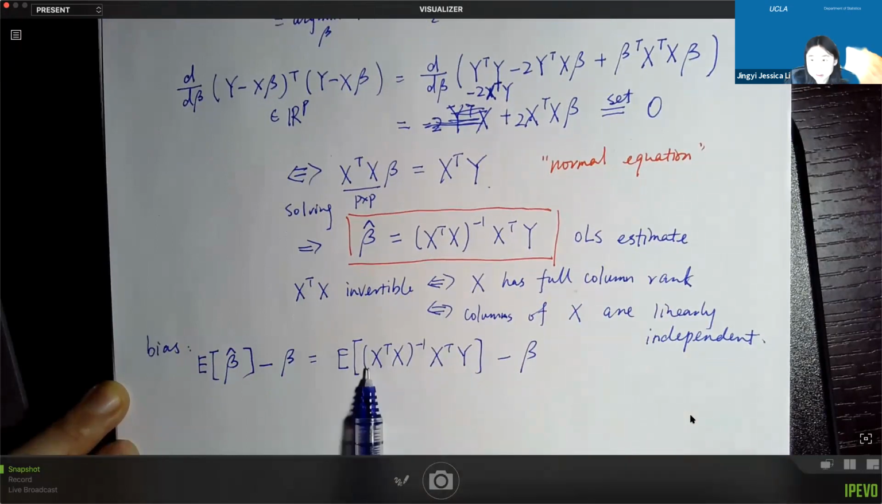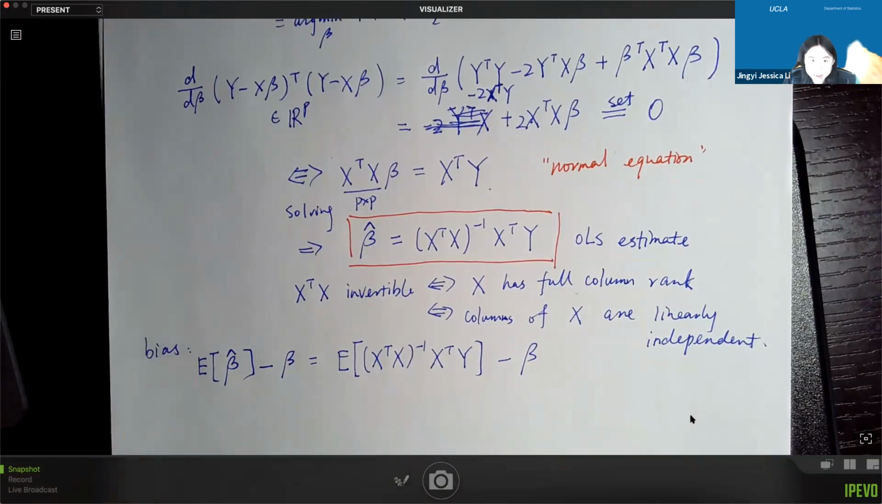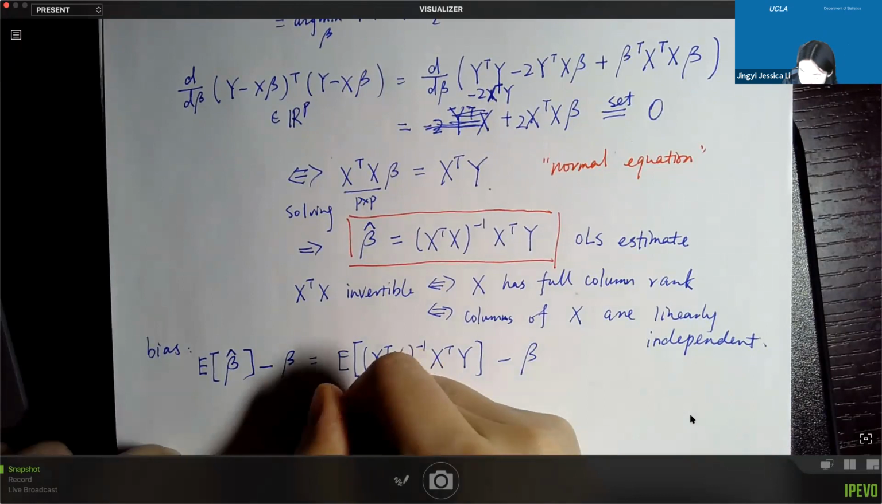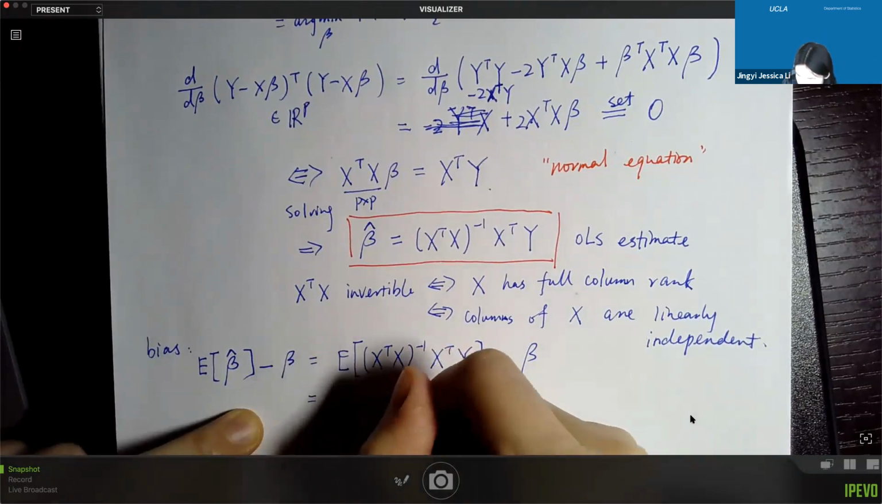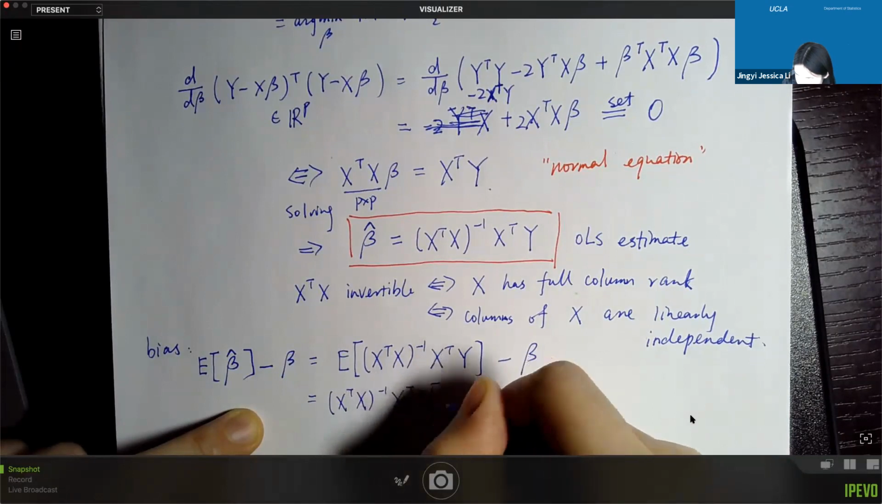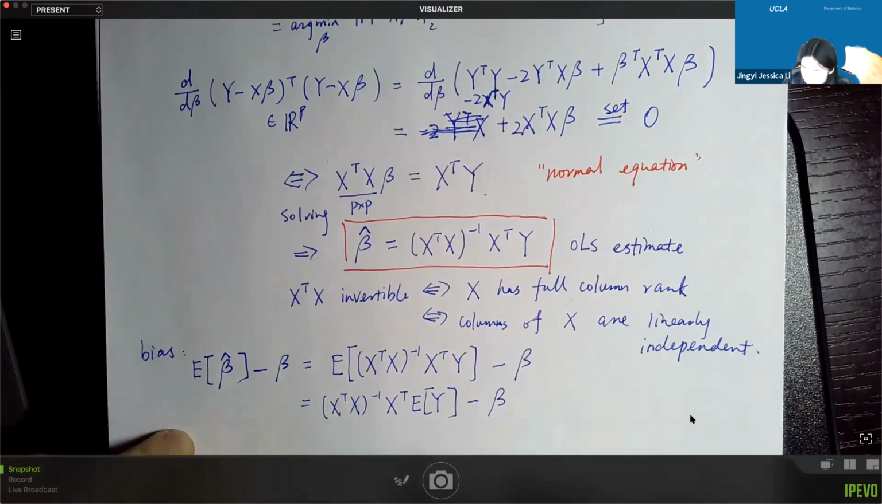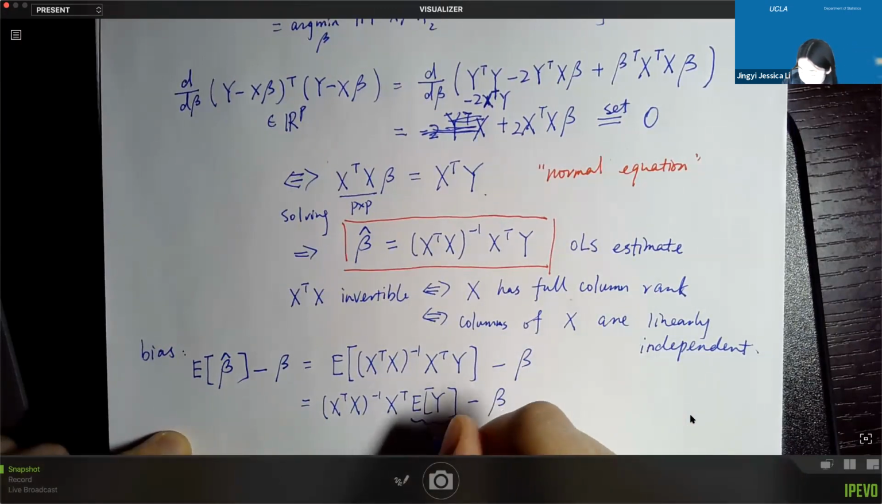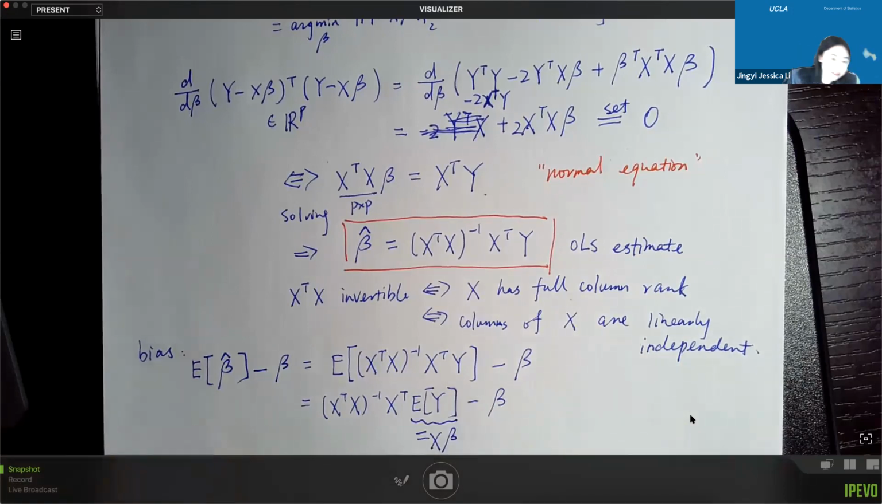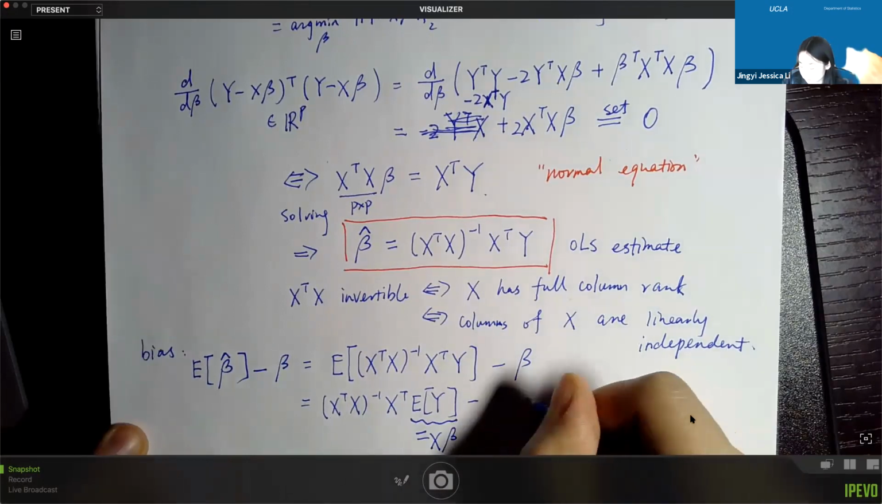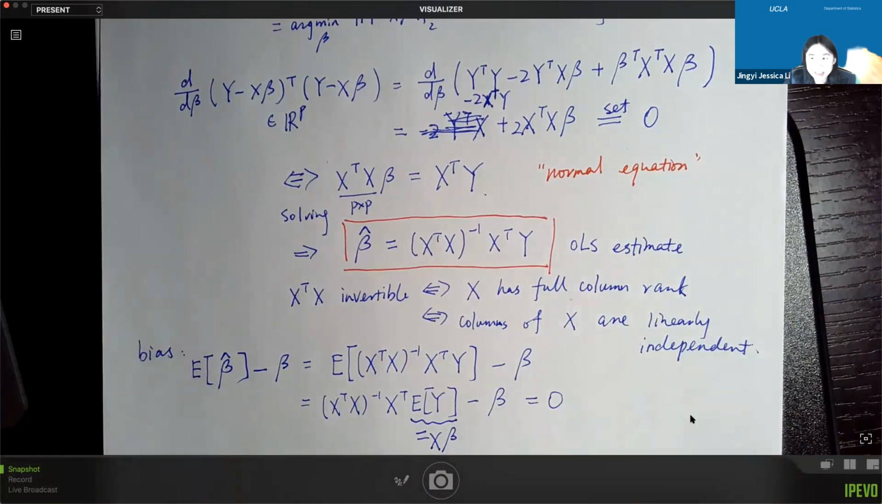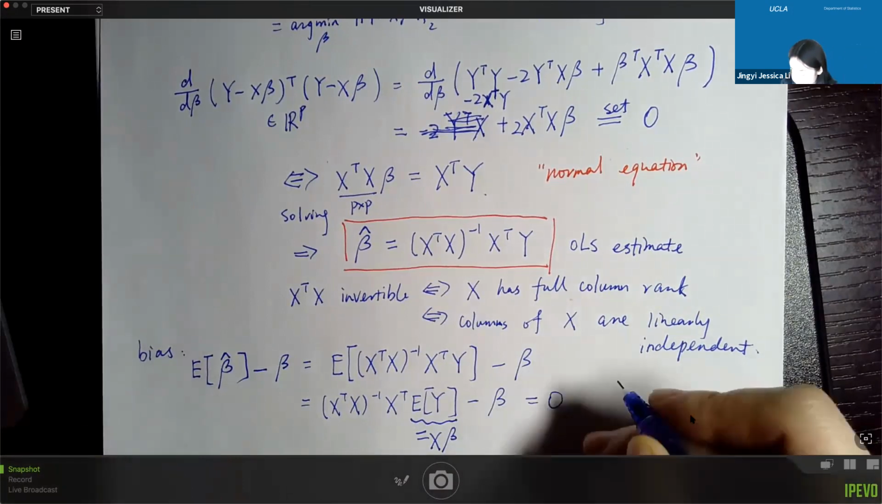Because in the fixed design, the design matrix is fixed, we can get any fixed terms, fixed factors outside of the expectation. So this becomes X transpose X inverse X transpose expected Y, where Y is the only random variable, minus beta. And we know that this is equal to X beta from our systematic structure. Then you see we have an easy cancellation of X transpose X, and that gives me 0. Which suggests that the OLS estimate is unbiased.